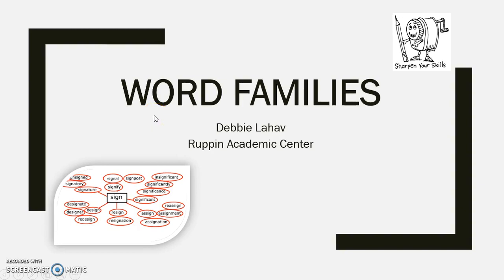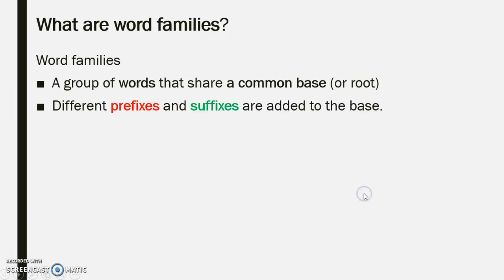Hello everyone. Today we're going to look at word families and understand what they are and why we need to know word families. So first of all, what are word families? Well, word families are a group of words that share a common base or root that's often similar in meaning. And we can add a prefix before and a suffix at the end, so to the base, in order to create a new member of the word family.